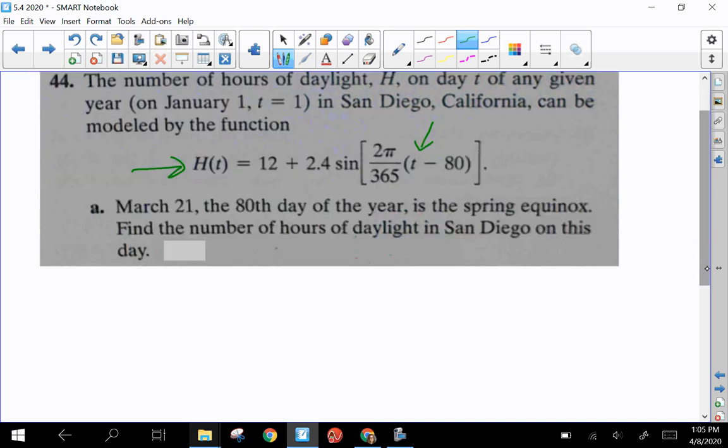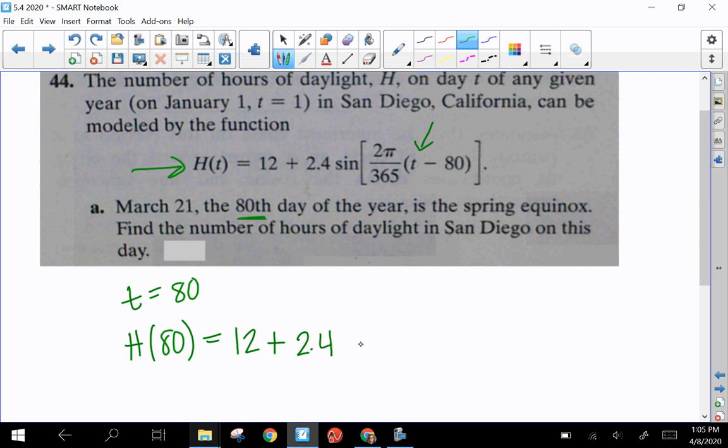Part A in this question, March 21st is the 80th day of the year. It's the spring equinox. Find the number of the hours of daylight in San Diego on this particular day. So they are telling us the 80th day. That means that T equals 80. We want to find the number of hours of daylight. So we should be finding H of 80. I'm going to rewrite the equation, only I am going to replace my T value with 80. My input value was 80.